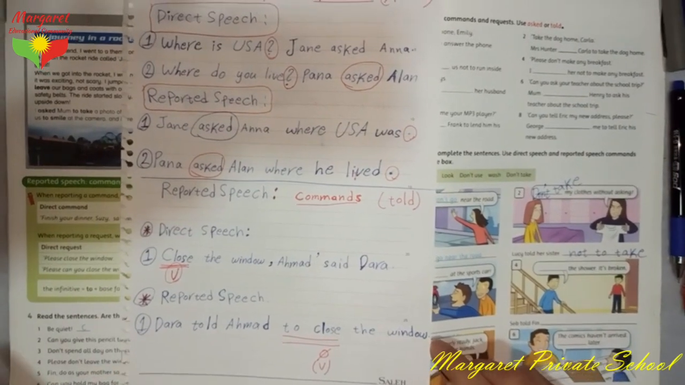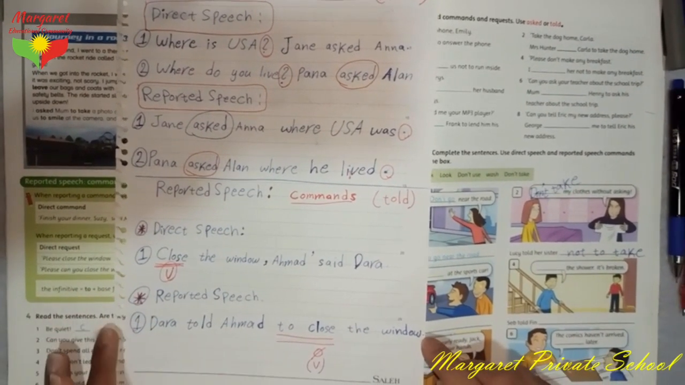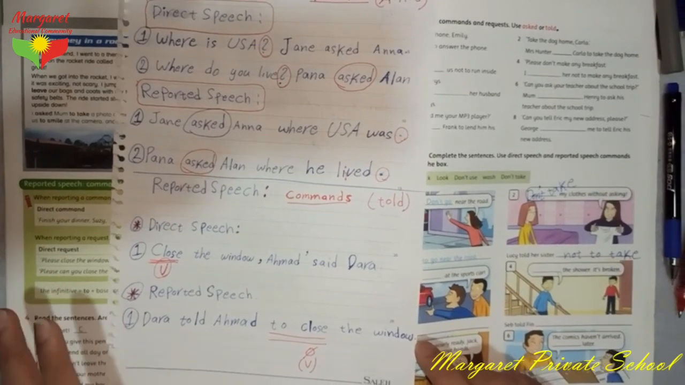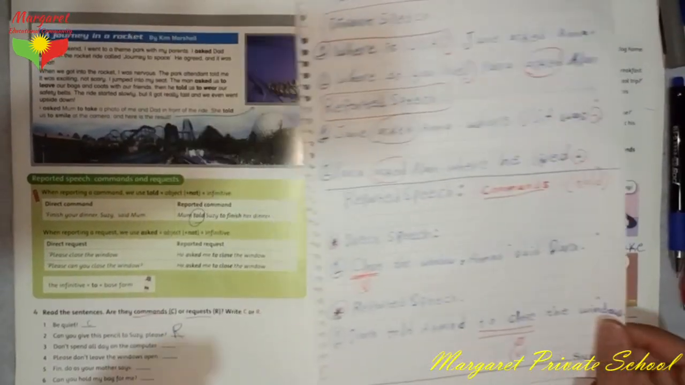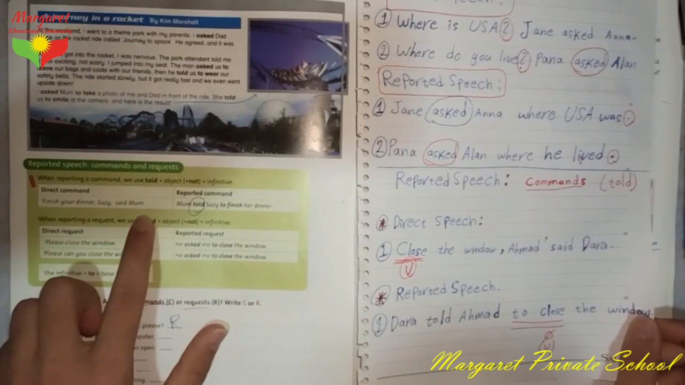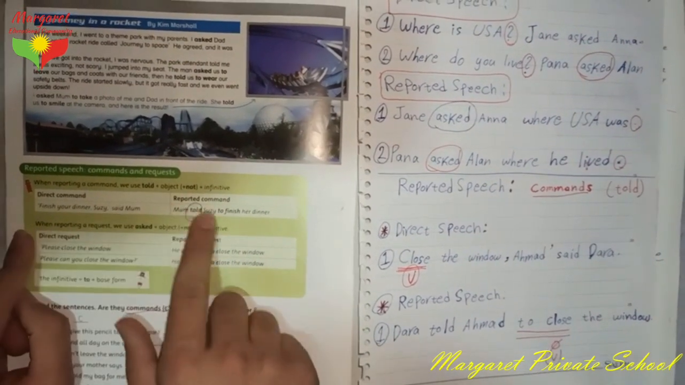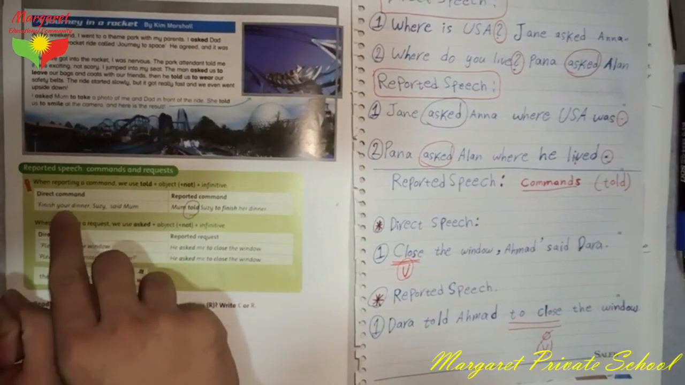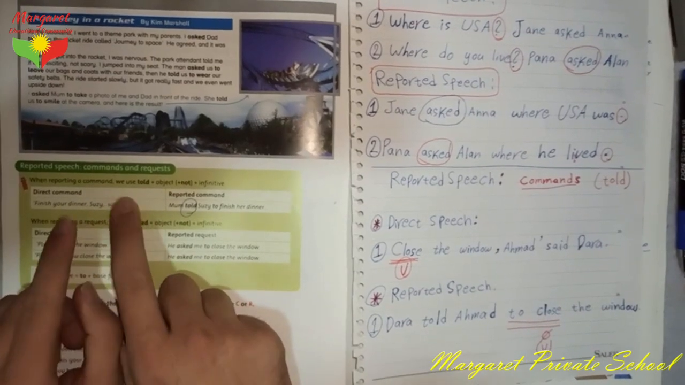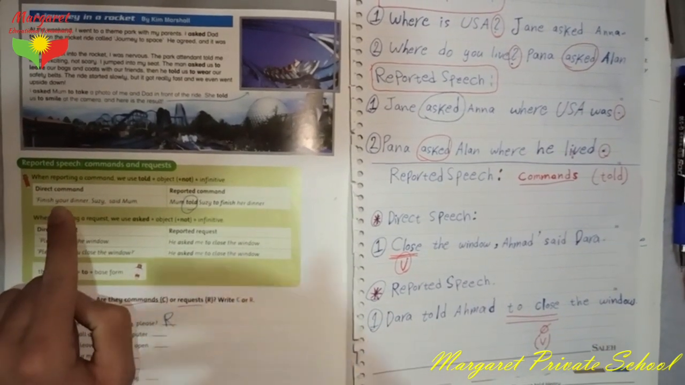That's it. Very easy. Do not confuse yourselves. This is very easy. And you can go to page 82 and read these examples. Look at this one. This is a reported speech command. "Finish your dinner, Susie," said Mom. So Mom told Susie to finish her dinner.